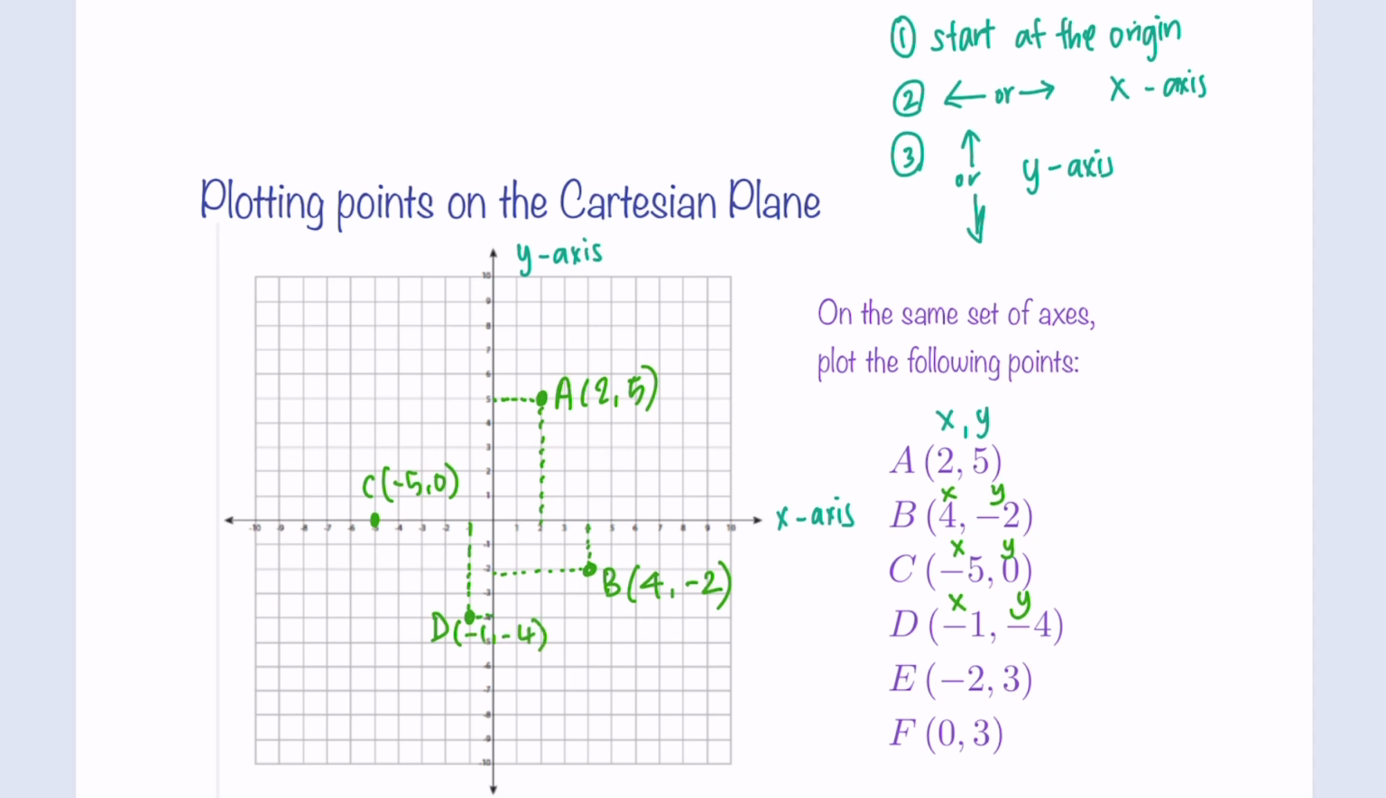Point E has the x coordinate -2 and the y coordinate of 3. So starting at the origin, I need to be moving -2 on the x. So moving to the left, -2, I'm right here. Then 3 on the y, it means move up 3 because it's a +3, so I am right here. So this is point E.